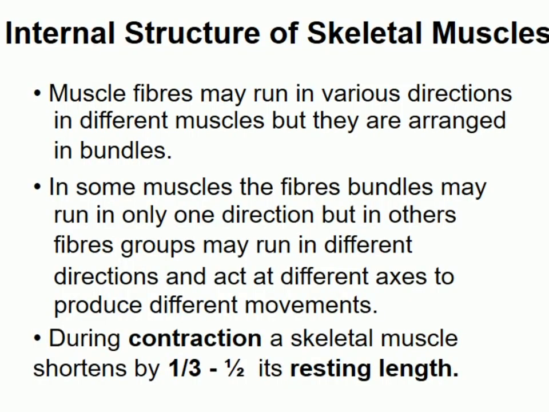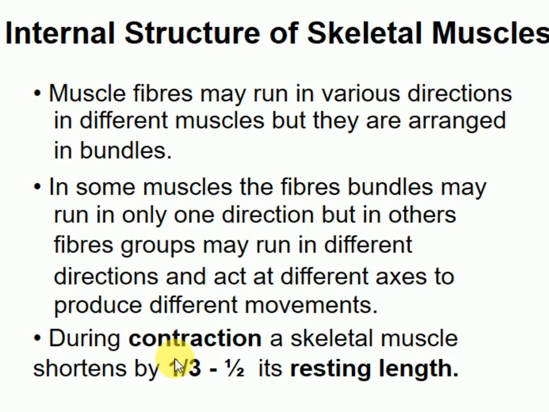So in the internal structure of skeletal muscle, muscle fibers may run in various directions. Here we just saw the membranes which cover the muscle fibers, but muscle fibers themselves can run in different directions. Different muscles have different arrangements of muscle fibers, producing different contraction effects. In some muscles, the fiber bundles may run in only one direction, but in others, groups may run in different directions and act at different axes to produce different movement. Because zile zinazo run in the same direction zinakuwa ni kama vile parallel fibers, whereas zile ambazo zina run in different directions are not parallel fibers. So muscle fibers have different kinds of arrangement, either parallel or not parallel, in different axes, producing different types of movement.